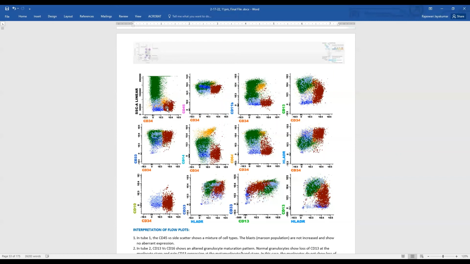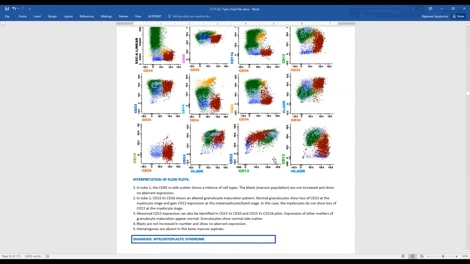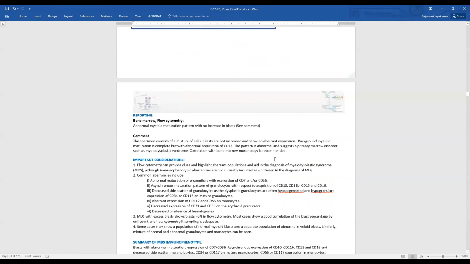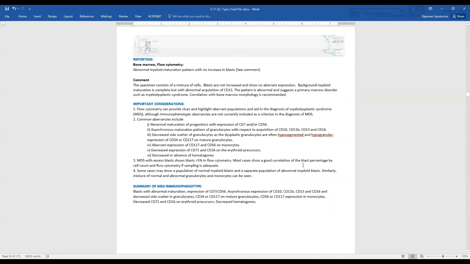When it comes to blasts, the blasts can show loss of CD33, they can show loss of CD38, or they can express CD7 and CD56. CD7 and CD56 aberrant expression is very common in cases with myelodysplastic syndrome with excess blasts. So again, when we write the diagnosis, we don't commit to it, we just give a descriptive diagnosis. Thank you.